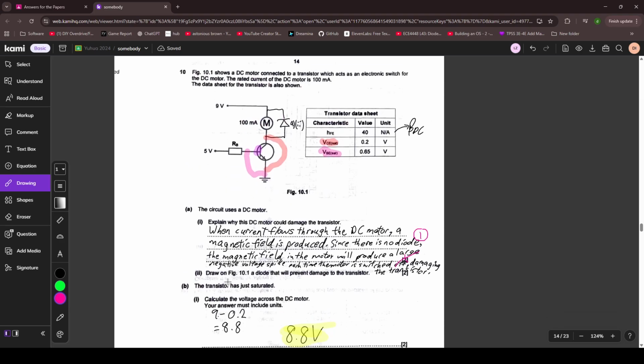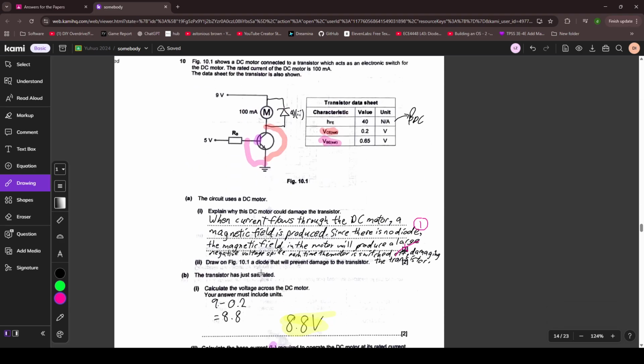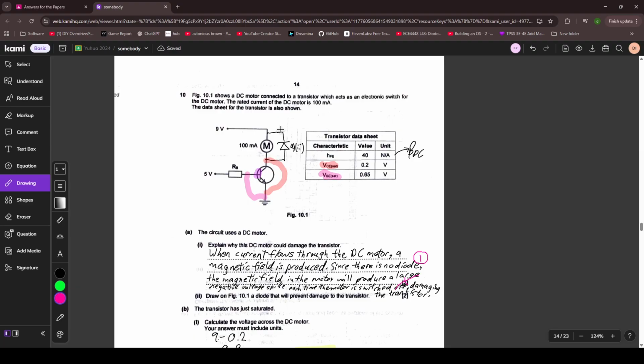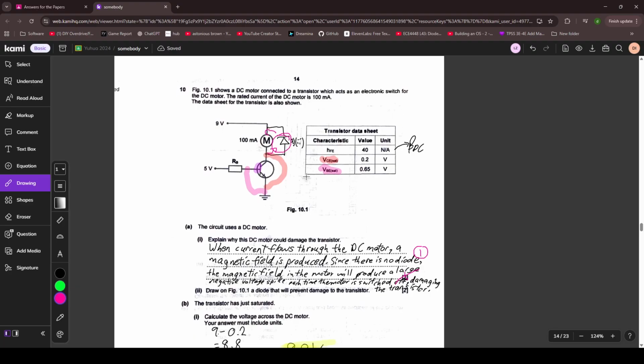Draw on figure 10.1 a diode that will prevent damage to the transistor. Okay, so we just draw the diode in reverse bias to the battery because when the magnetic field collapses, it will produce a negative voltage spike, and this diode eats it all up. So yeah, this is correct.